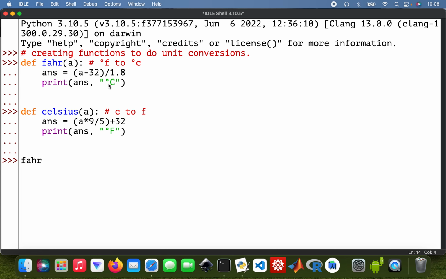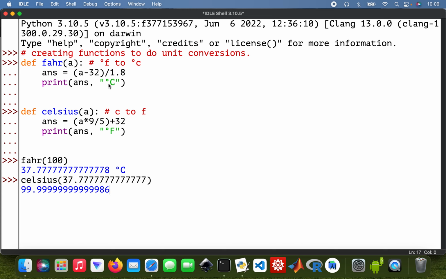So Fahrenheit, say 100 degrees. That's about 37 degrees. And then Celsius, so 37.77. You just get the idea. So yeah, just about 100 degrees anyway.